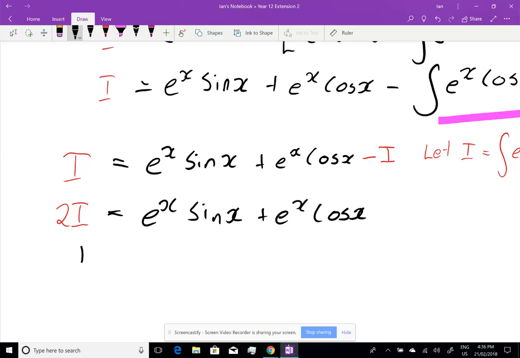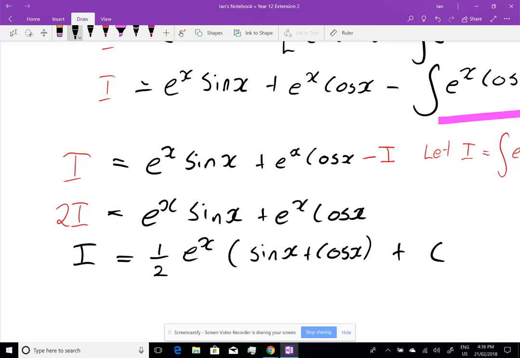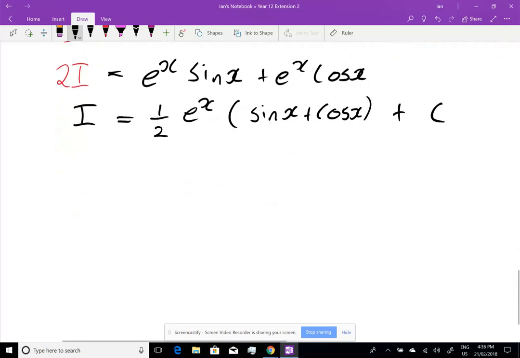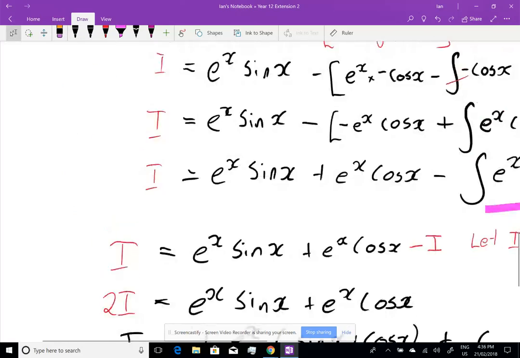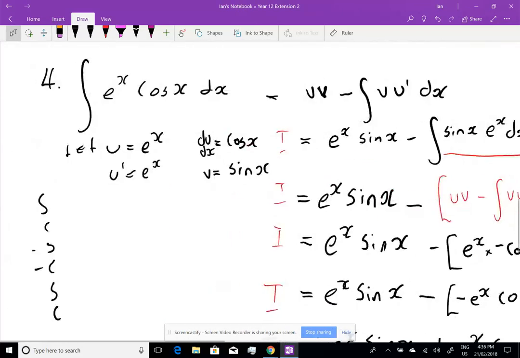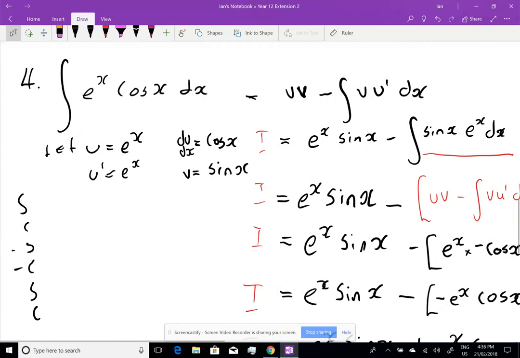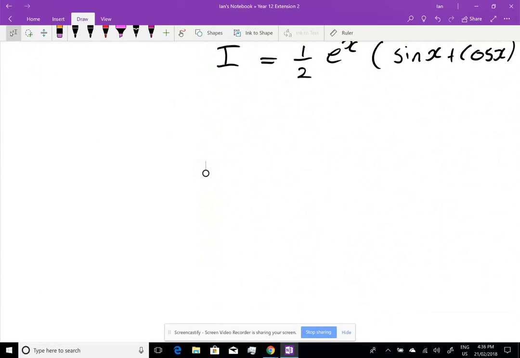I divide by 2, so I equals a half. I factorise out the e to the x, and I get sine x plus cos x, and there's always some constant. Sweet. Okay, let's do another one. What are we up to? That's 4. So let's do number 5.